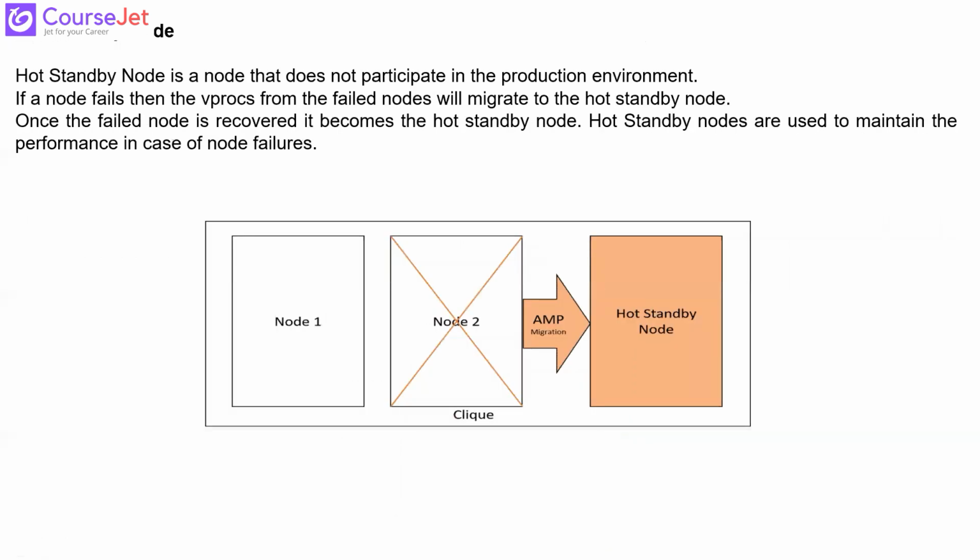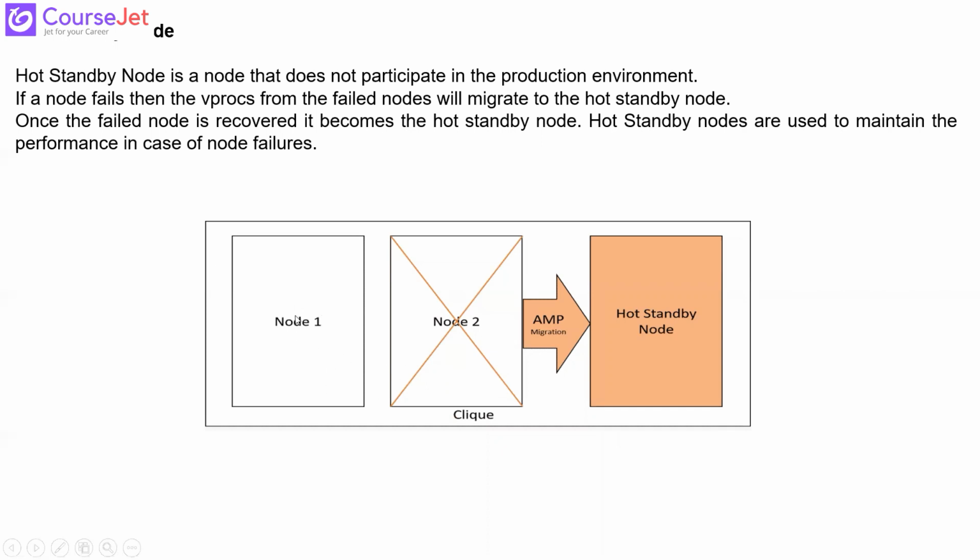How this will be achieved is through a hot standby node. A hot standby node is a node that doesn't participate in the production network, but it will still be on and running, but it won't be involved in any of the requests. It will be just a standby. If a node fails, then the vprocs from the failed node will migrate to this hot standby node. Once the failed node is recovered, it becomes the hot standby node. Usually, if you have an 8-node or 10-node structure, mostly 2 nodes will be standby. So whenever a node goes down, this hot standby will come into the picture.